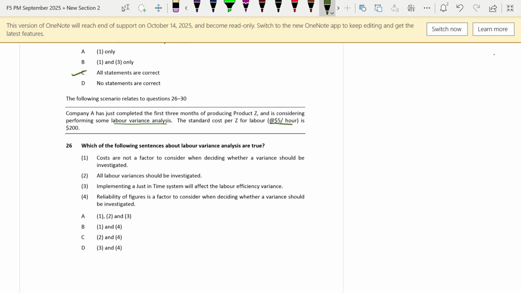Costs are not a factor to consider. Cost is not a factor? No, it's a factor. Cost is a factor. All labor variances should be investigated. Is it so? Only selected ones.